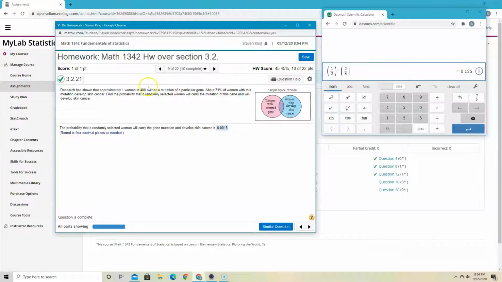So, the event, a woman carrying this mutated gene, and the event, developing skin cancer, they are dependent. Developing the skin cancer is heavily influenced by, or impacted heavily by, having this mutated gene. So these are dependent events. Okay.